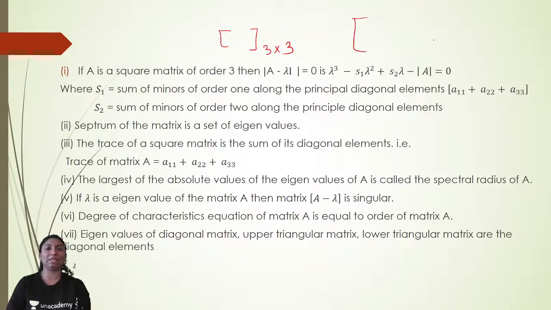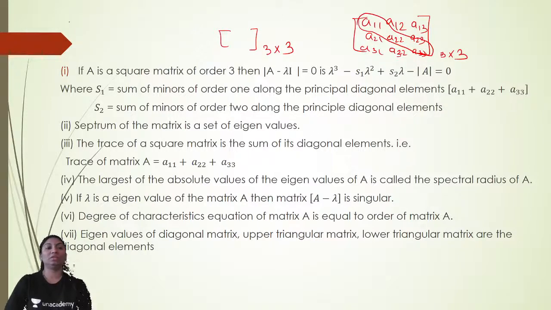Suppose your matrix is like this, the matrix of order 3 by 3: A11, A12, A13, A21, A22, A23, A31, A32, A33. Now this is your matrix of order 3 by 3. Then definitely S1 is the sum of all the principal diagonal elements. Okay, so here we can write S1 is equal to A11 plus A22 plus A33. Okay, what do you mean by S2?